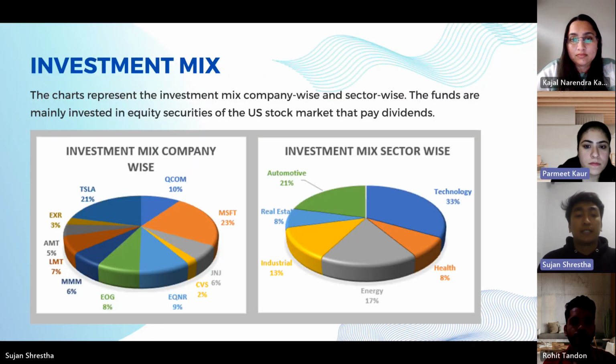So going towards the next slide. Let's talk about the investment mix. We have presented two figures. The first one is investment mix based on company-wise, and the second one is investment mix based on sector-wise.